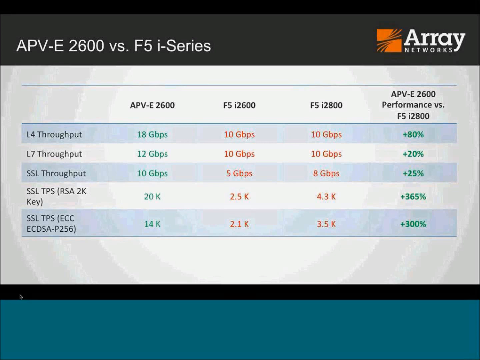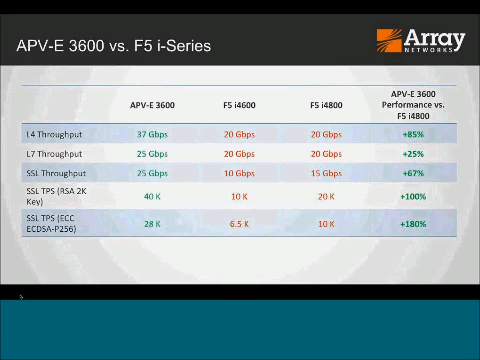Whether it's RSA or ECC SSL offload, you can see there that we're getting 365% better performance, 300% better performance, and really pulling away from the F5 products. Looking at the 3600, the next product in the line, it's very similar, right? You're looking at the layer 4, layer 7 throughput, the SSL throughput. We provide those superior metrics.